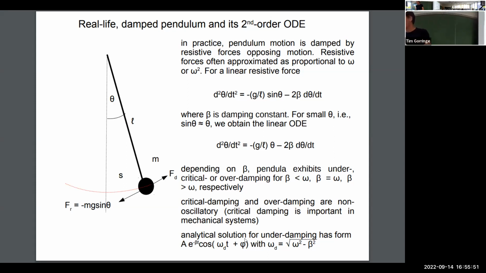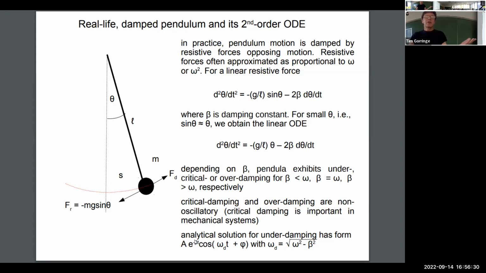Downstairs here, right at the bottom, I wrote down the solution for the linear equation in the case of underdamping, where you get oscillatory motion. So it's this solution here. So you see the familiar sinusoidal oscillations with some frequency, but you see the amplitude of the oscillations is going to decrease with time exponentially in a way that depends on the damping constant.